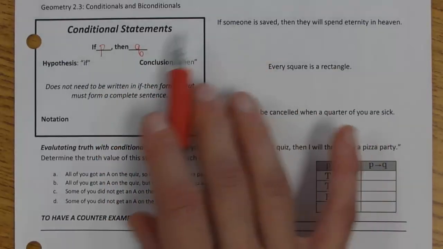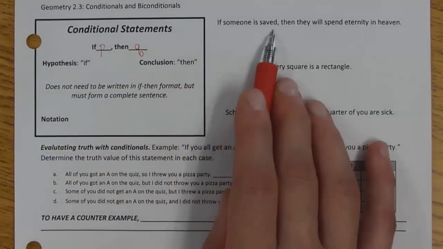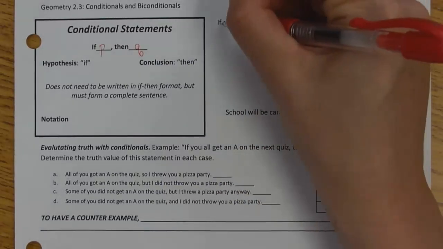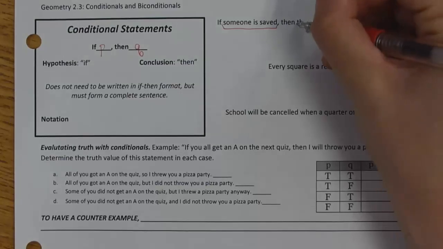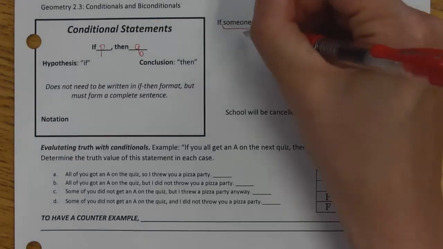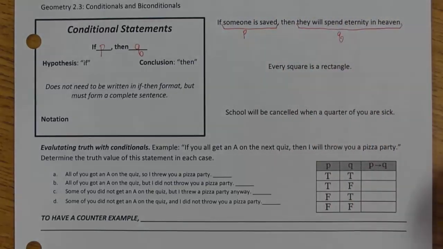So let's take a look at this. We actually have conditional statements all over in life. We say if something happens, then there will be a conclusion or a result. So if someone is saved, we say then they will spend an eternity in heaven. It is the conclusion that we are making. Here would be our if portion, the hypothesis P, and here would be our Q portion, the conclusion Q.